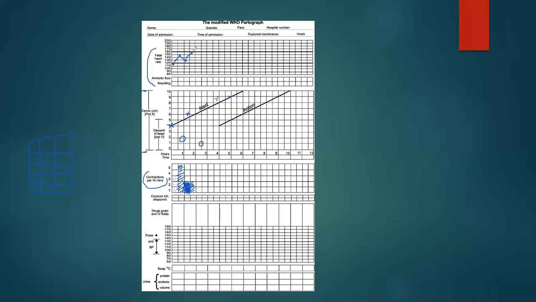Any other question, please? All right. In the absence of any question, then let's continue. So the next thing is the amniotic fluid.